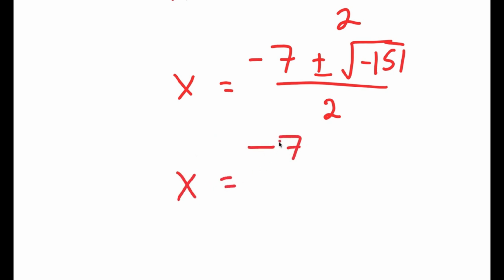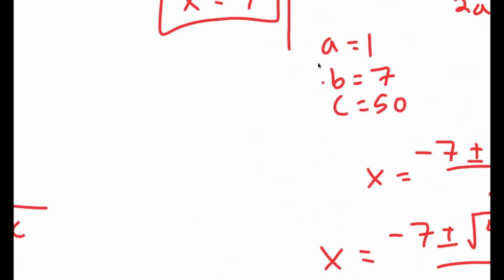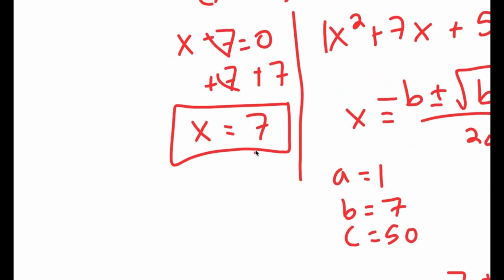And we have the square root of a negative number, which is going to be a complex solution, which we're not really trying to solve for. Meaning, my only solution to this problem is x equals 7.